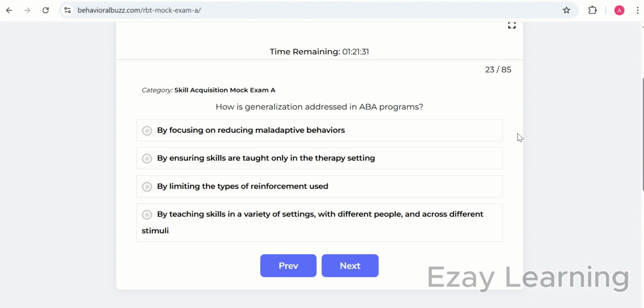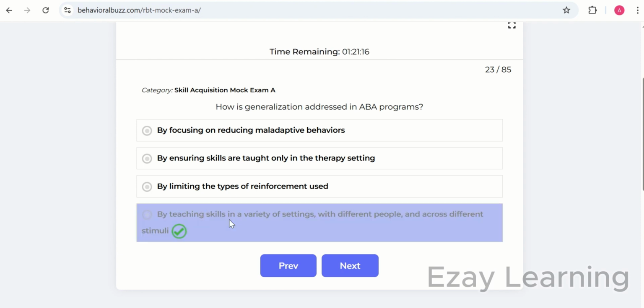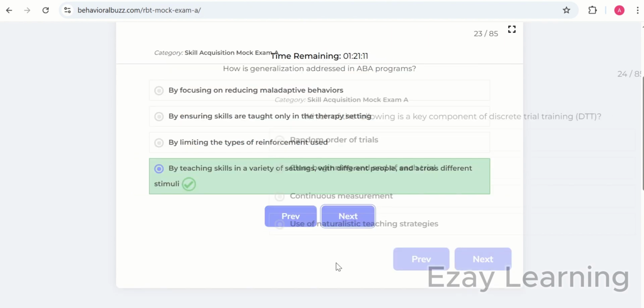How is generalization addressed in ABA programs? So generalization in ABA is addressed by conducting or teaching the skills in a variety of settings with different people and across different stimuli. It does not depend on a single thing.